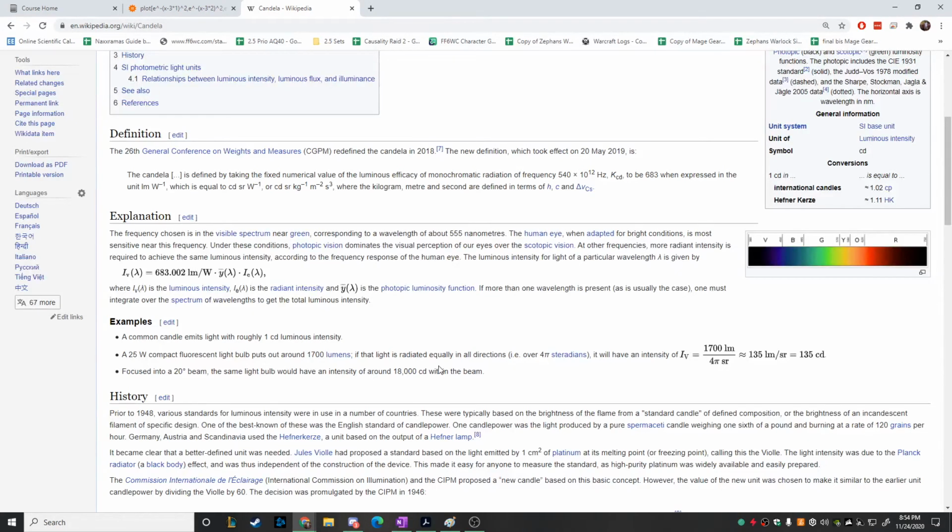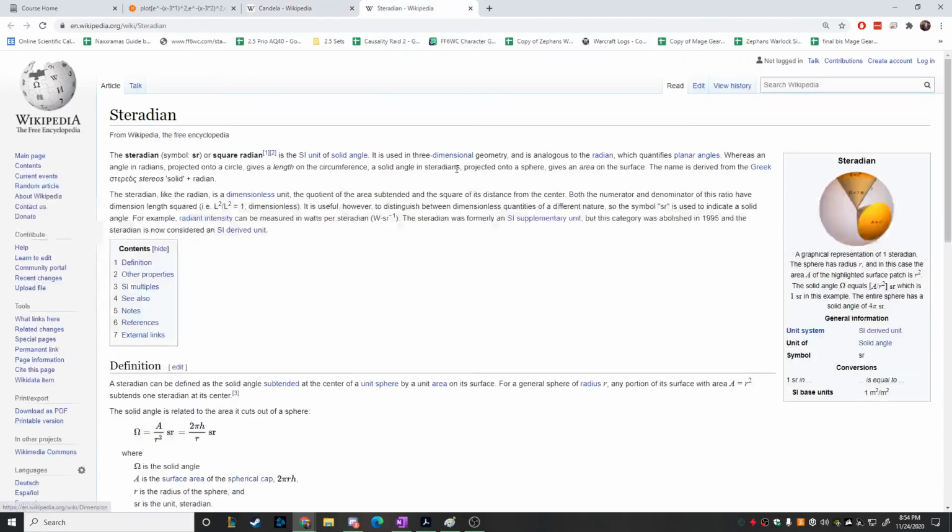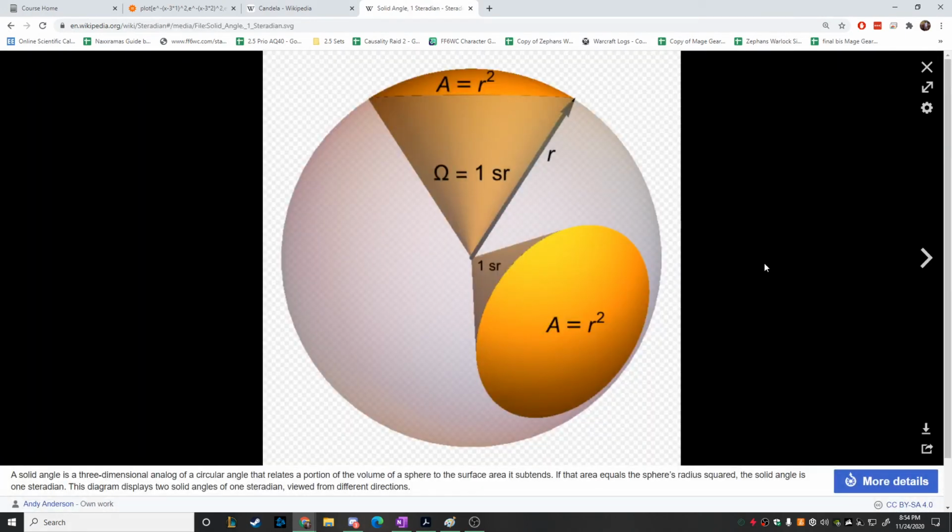No, it's not one direction, Ash. A steradian is the three-dimensional version of a radian. It's like a cone. Does that make it three-dimensional? It's like a cone. And so this is the easiest way to think of a steradian.